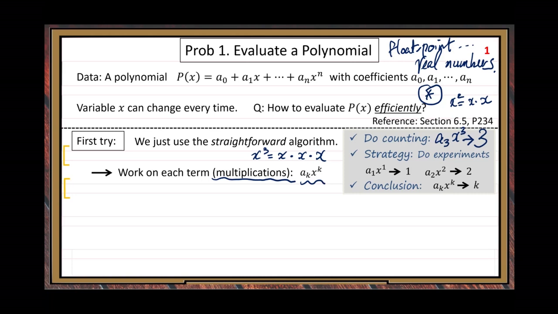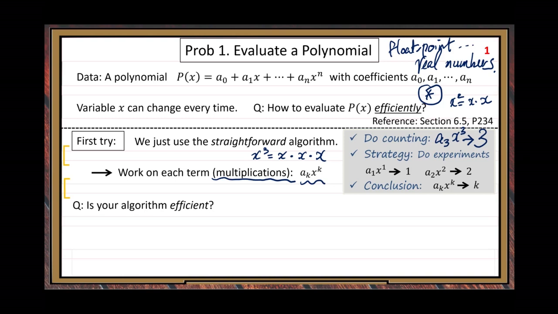All right. Next, the question: is your algorithm efficient? Here, after we find the value of each term, we just do additions. We add up all the n plus 1 terms, then we can get a final result. So we have no problem.